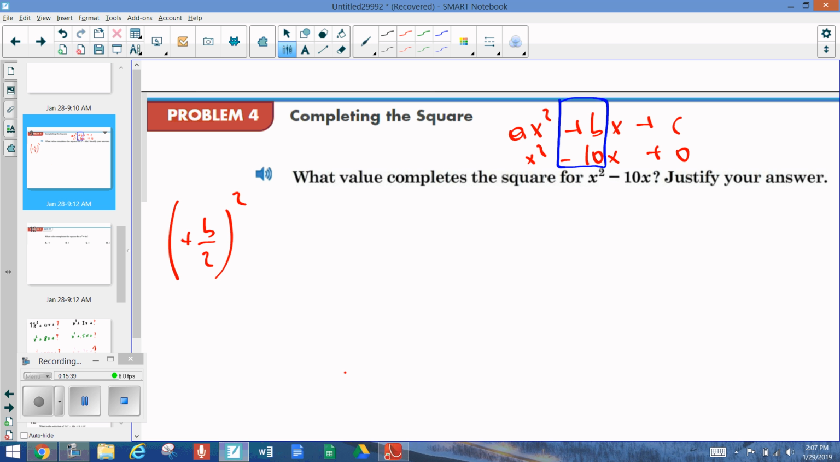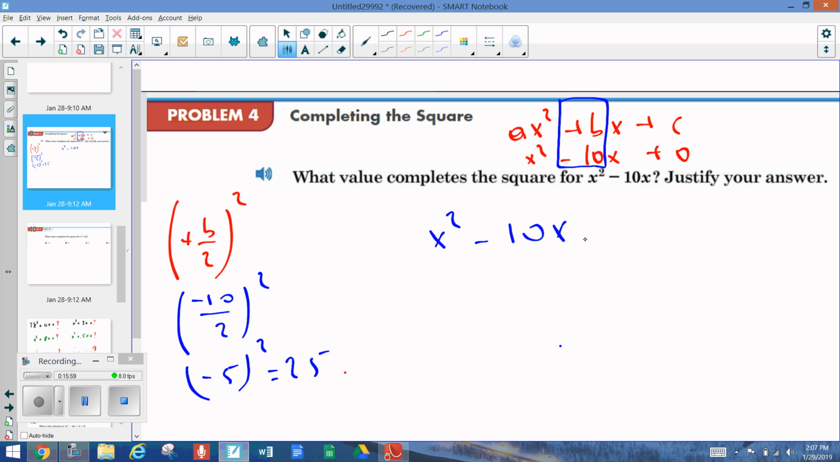Negative 10. Now, let's plug it in. b is negative 10. Negative 10 divided by 2, squared. Negative 5 squared. Am I right? Negative 5 squared makes 25. So this is the answer: x squared minus 10x plus 25 is the answer.